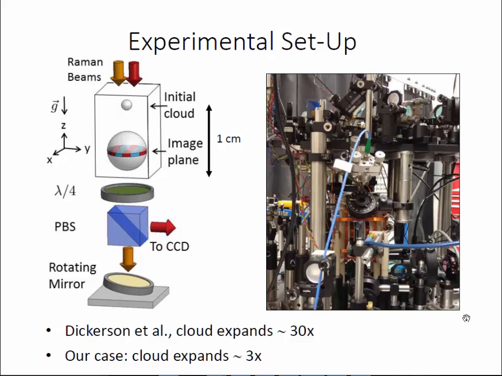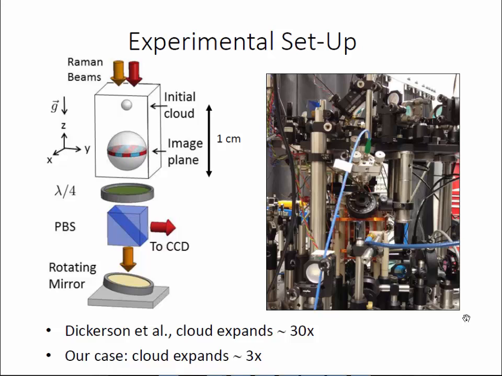And here on the right, I've got a picture of our experimental apparatus, and you can see that although the interferometer region is very compact, the actual experiment is not. There's a lot of work that you would have to do if you wanted to take this system outside of a lab.